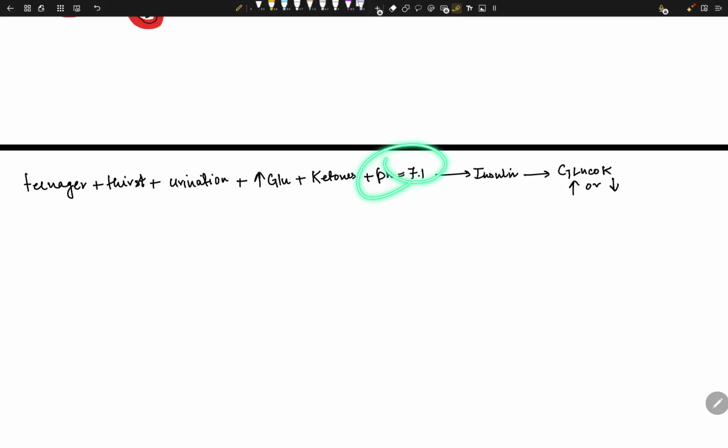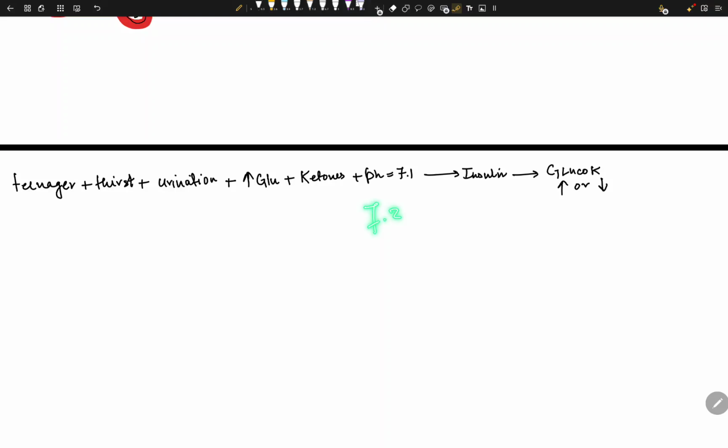What about pH? What's the normal pH? It's around 7.35 to 7.45, okay? Now, the pH here is 7.1. It's on the acidic side. We call it metabolic acidosis, right? Why the hell do we have acidosis here, right? Because ketones are acidic in nature.